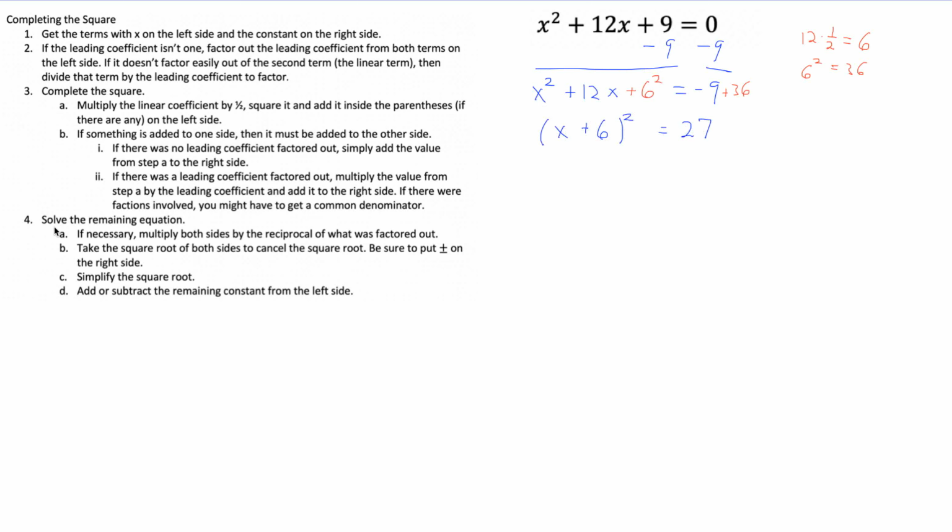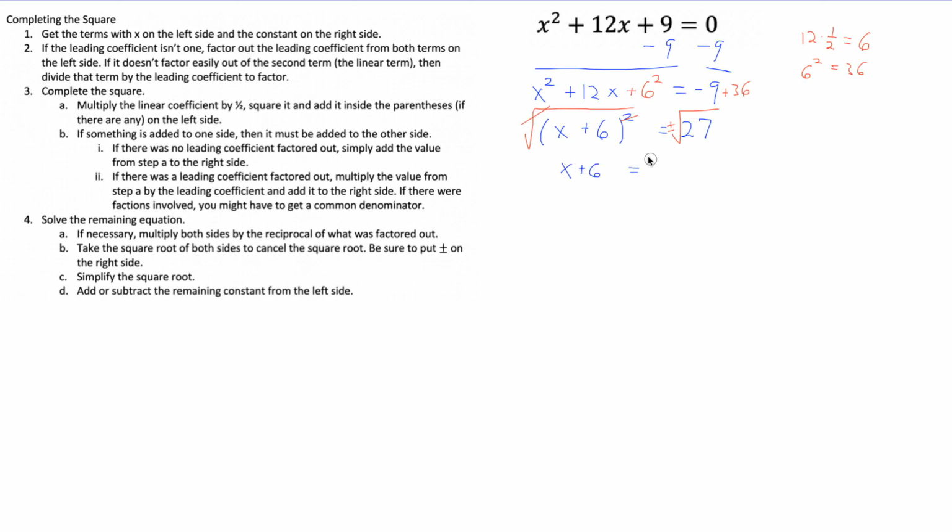And now we're going to be on step 4, solve the remaining equation. If necessary, multiply both sides by the reciprocal of something that's factored out. There wasn't anything factored out here, so you don't have to do that. So next we're going to take the square root of both sides to cancel with the squared. Make sure we put plus or minus here. And so the square root and squared cancel. We're left with x plus 6 on the left side.